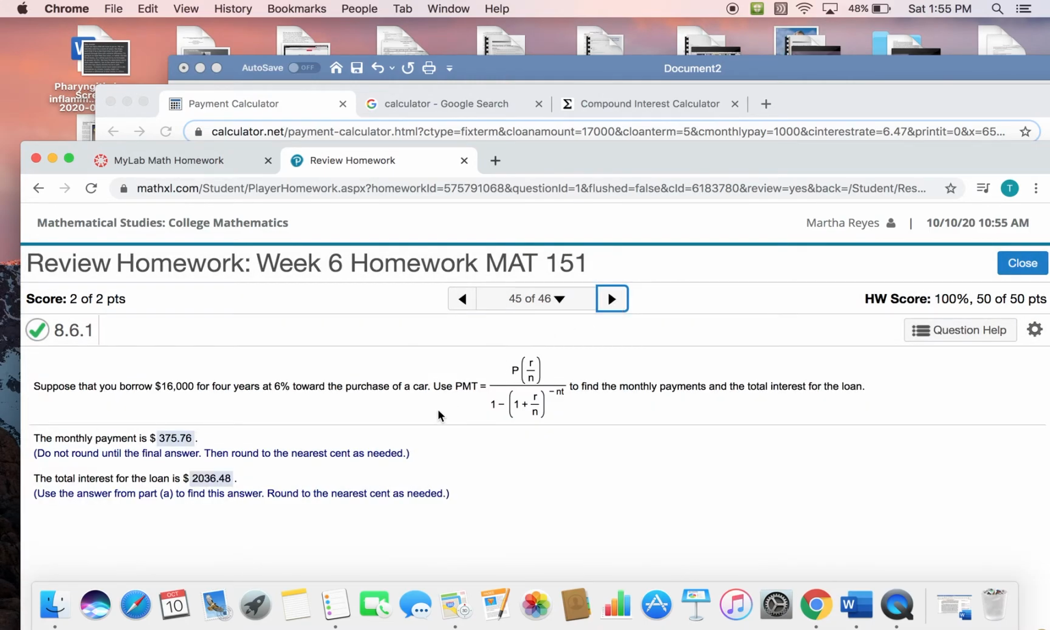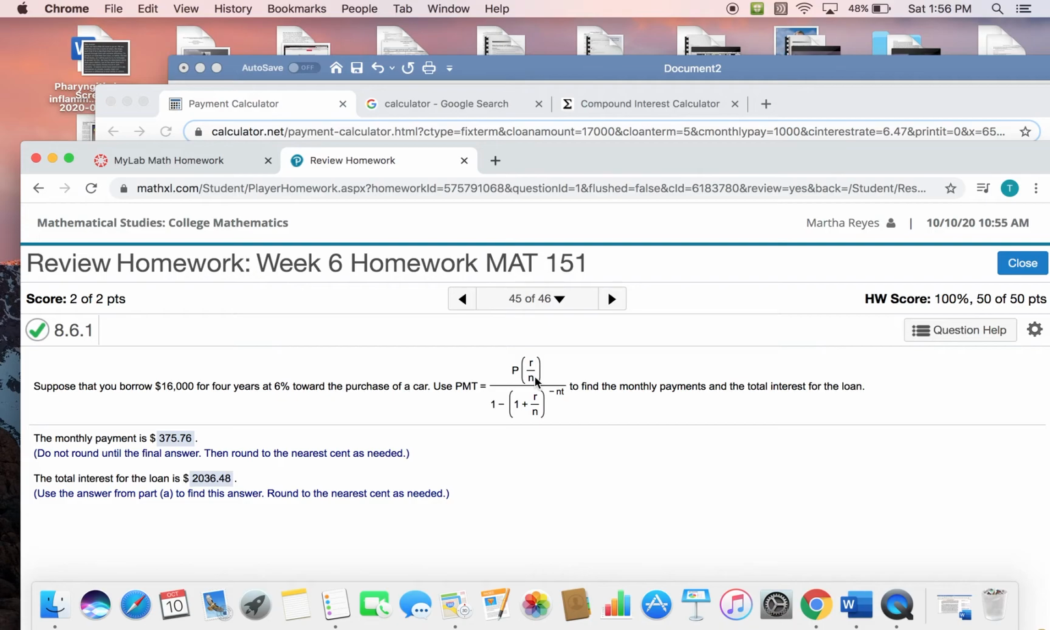Okay, this is the hard one where you've got to plug it in. I honestly recommend the payment calculator, but just be precise. You borrow $16,000 for 4 years at 6% toward the purchase of a car. All right, monthly payments. So we have everything we need. P is $16,000. You plug it in there.